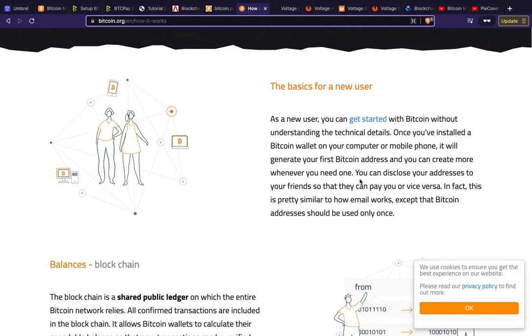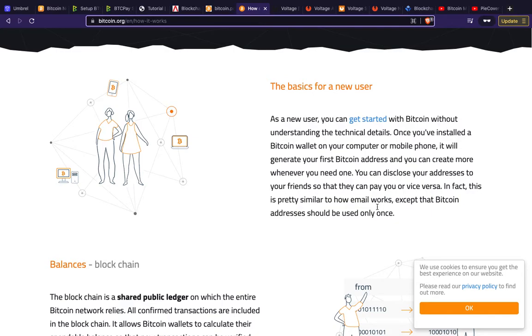When they say you can send your address to your friend, what they really mean is the address for you to receive the payment, the public key, not the private key. There's a difference. You don't want to send your private key to your friend. You want to send the address to receive the payment. I will show you how this looks. Not your private key, because the private key will allow them to access your money. So they said this is similar to how email works, except that Bitcoin addresses should be used only once.